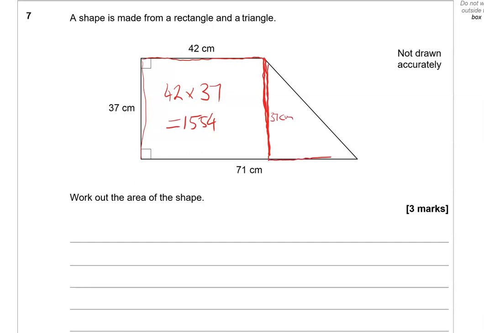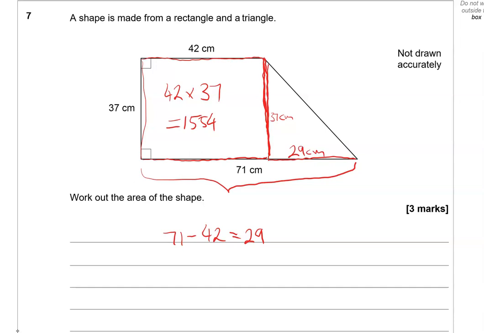Now what about the base? So the base we can work out because we know the whole length is 71 centimeters. We're going to take away this length here, which is 42. So 71 take away 42 gives us 29.